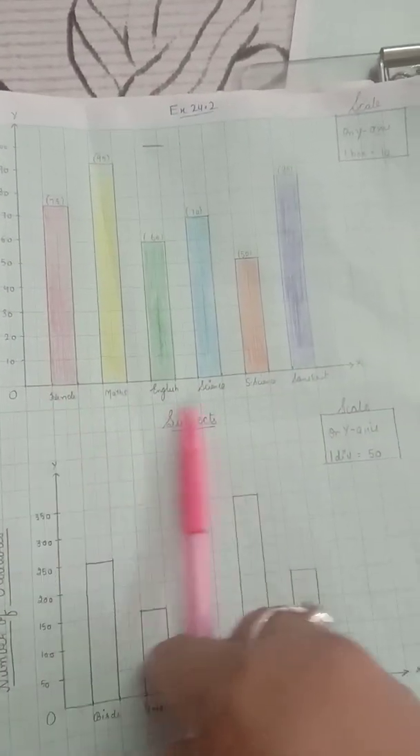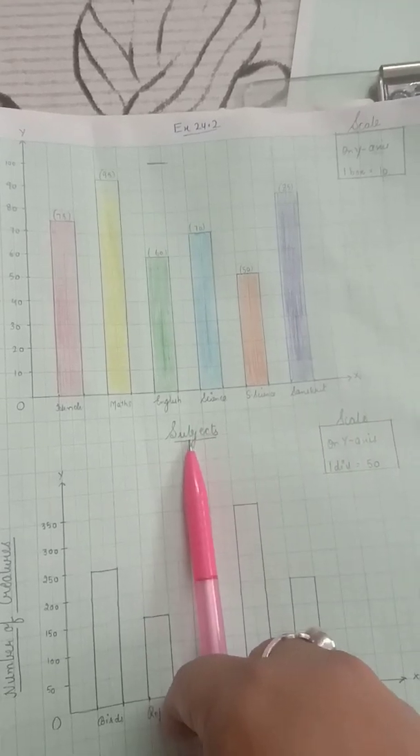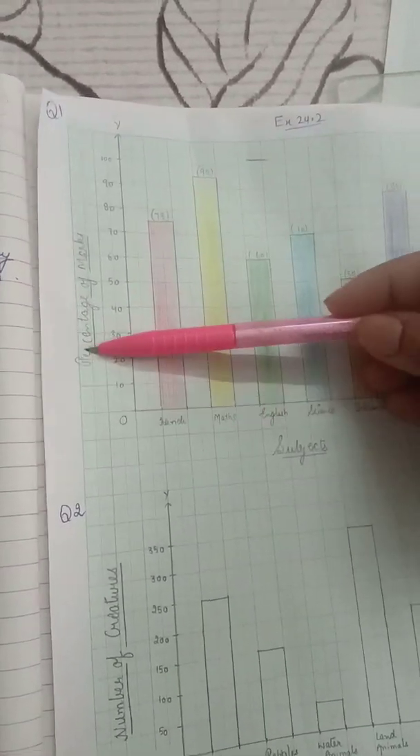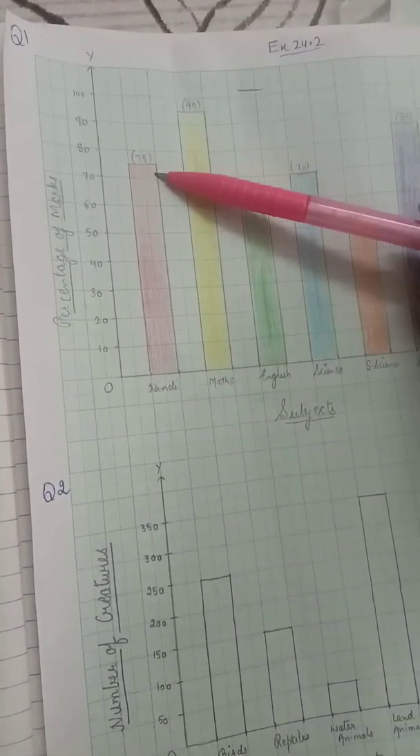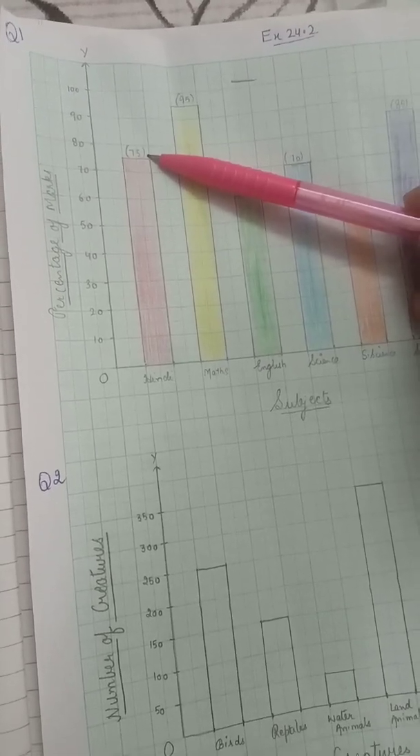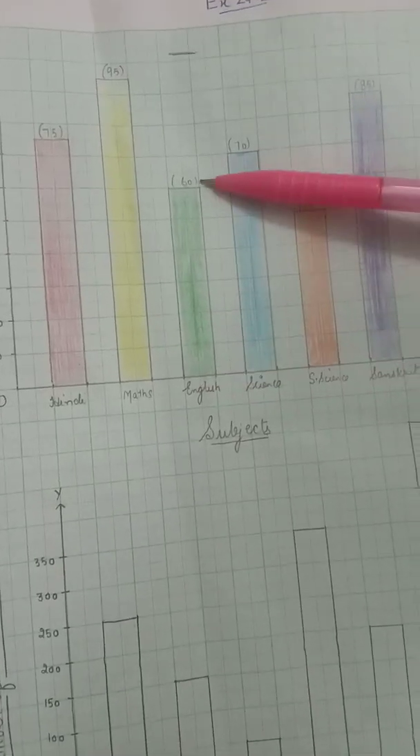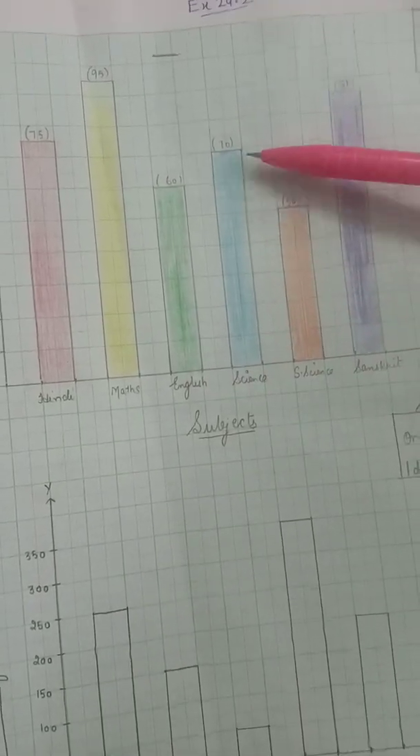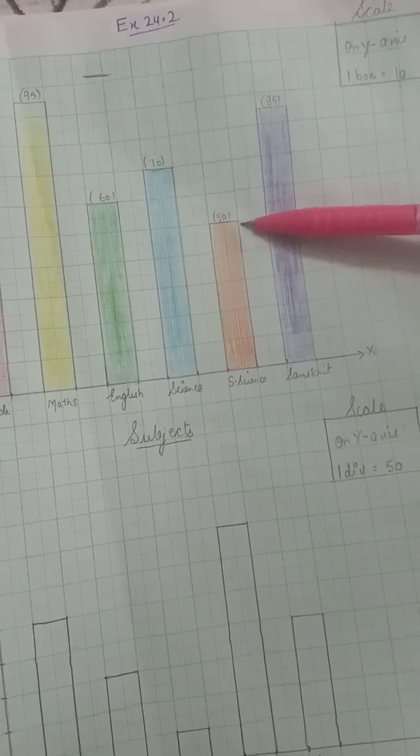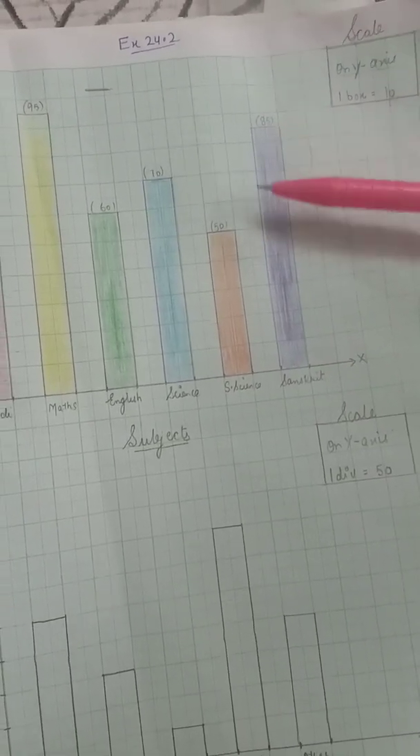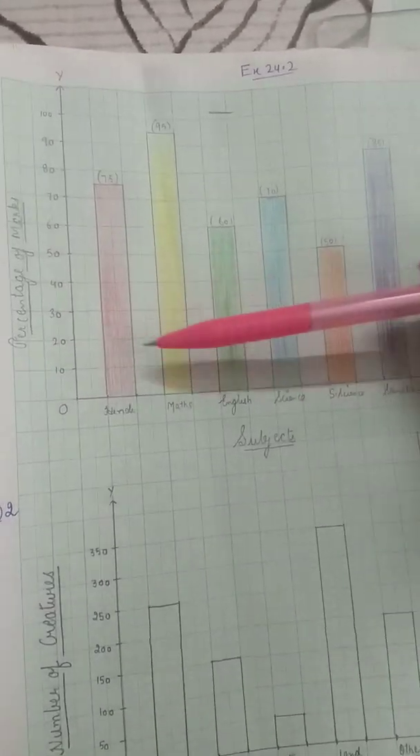Now drawing the bar graph, your horizontal line is your subject, that's the x-axis: Hindi, Maths, English, Science, Social Science, Sanskrit. The y-axis is your percentage of marks. Hindi 75 falling between 70 and 80. Maths 95 falling between 90 and 100. English 60. Science 70. Social Science 50. And Sanskrit 85 falling between 80 and 90. You can see I have shaded them with different colors. If you want to leave them as they are, you can leave. Moving on to the next question.